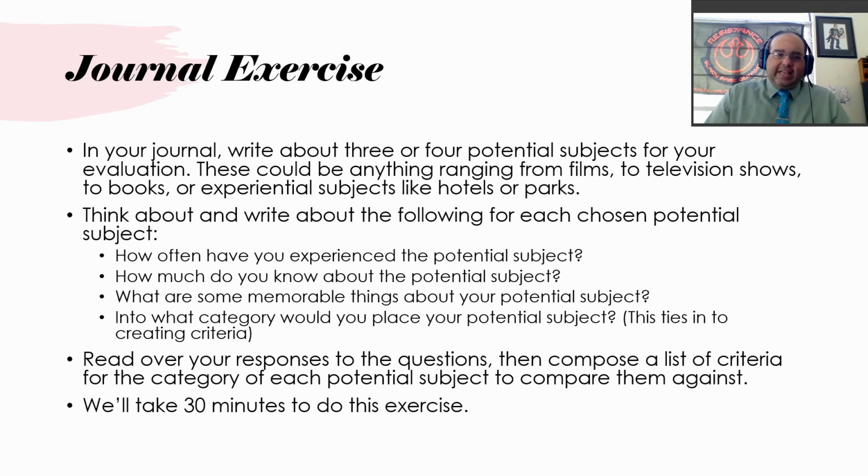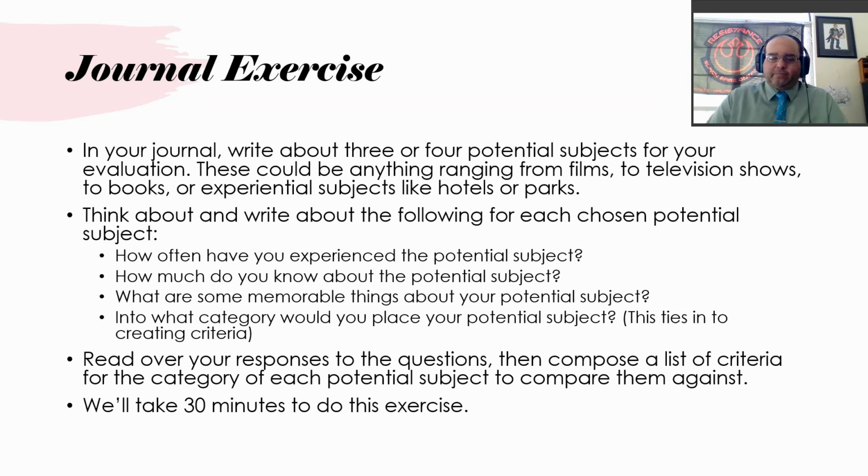So, once you've got that written down, read over your responses to the questions, then compose a list of criteria for the category of each potential subject to compare them against. What kind of things would you expect to create a quality film based on the category that film is in? Or quality television show, quality book, quality hotel, quality park experience. What kind of criteria are you going to use to compare these potential subjects against others in the same category?